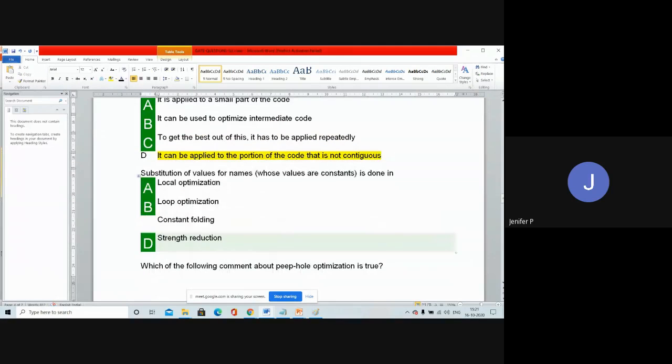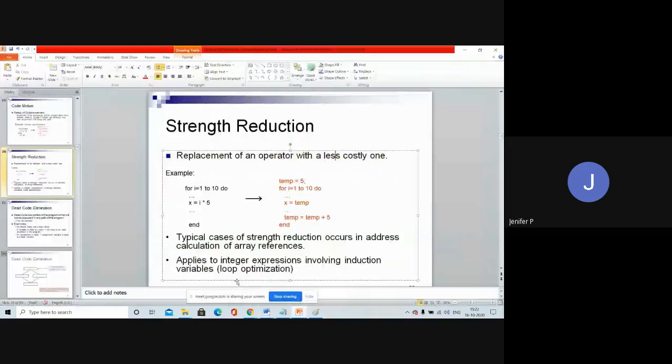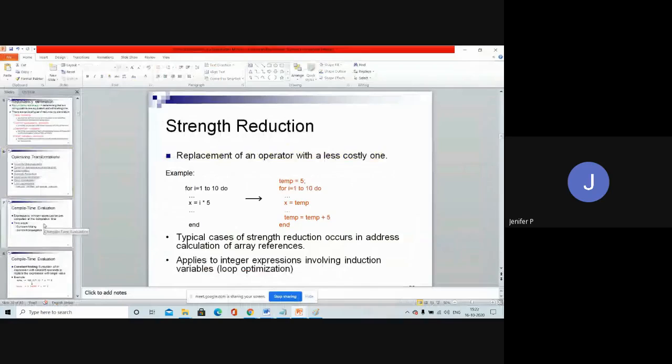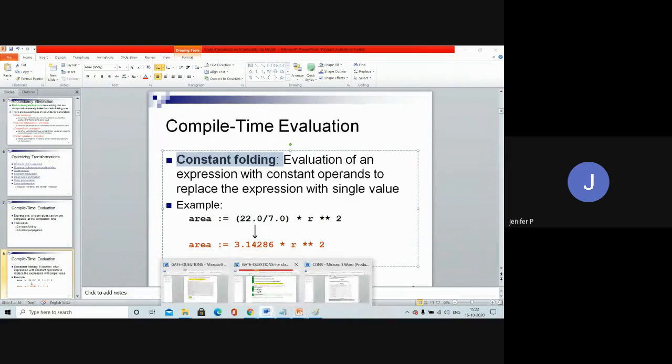And the next one, substitution of values for names. Okay, substitution for values or names is done by நல்லா பாருங்க, valuesக்கு பதிலா அதை என்ன சொல்ல அந்த whole. For example, I show you an example. See here. Okay, so this is the expression. 22 by 7.0 is an expression and this is the value. Yeah, so replacing an expression by a value will be called as what? Constant folding. So that is the question they are asking.